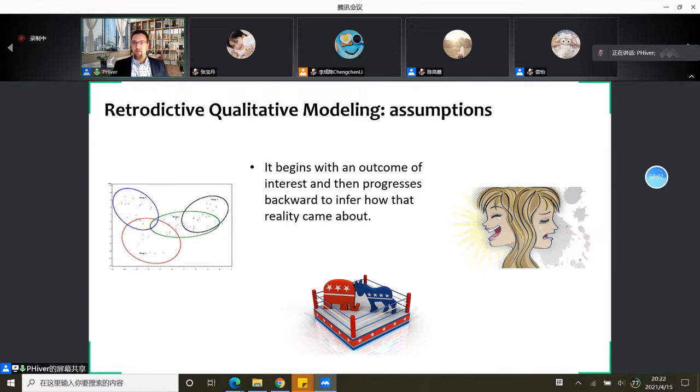So the first step of RQM is to identify the system outcome, or the states that we're going to investigate. For example, we can think of various patterns or tendencies that we can see in the world around us, or in data that we'd like to explore. And then we purposively sample individuals or cases that are typical of those outcomes, that are typical of those patterns.